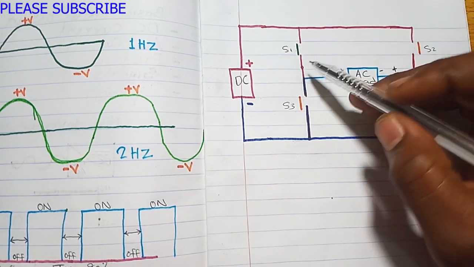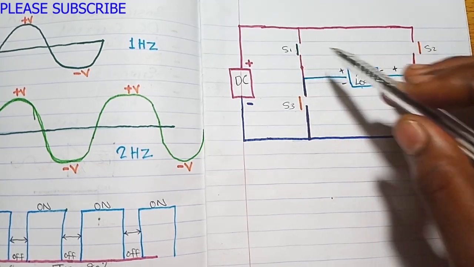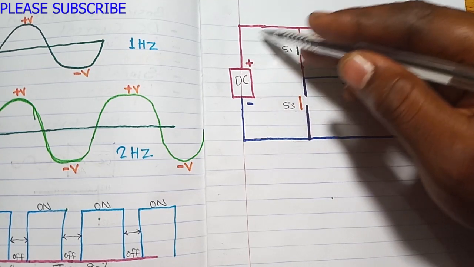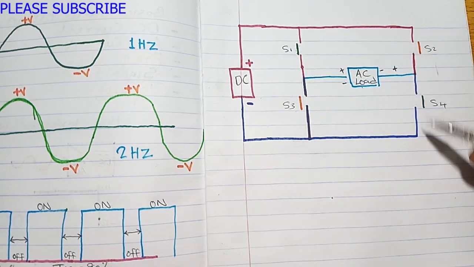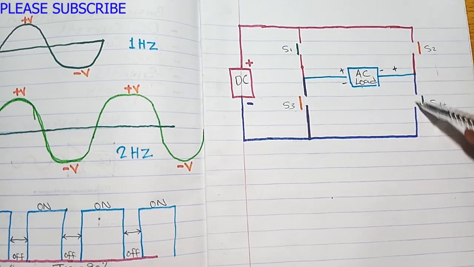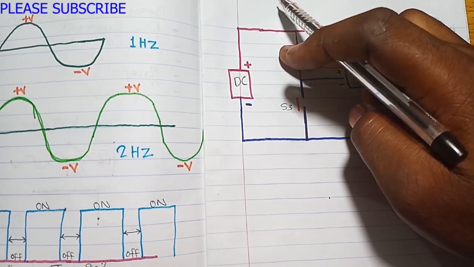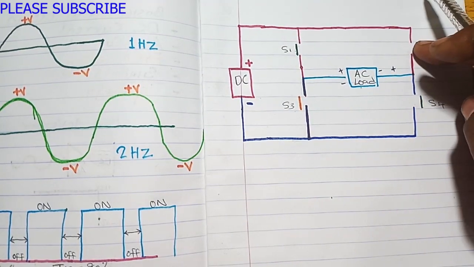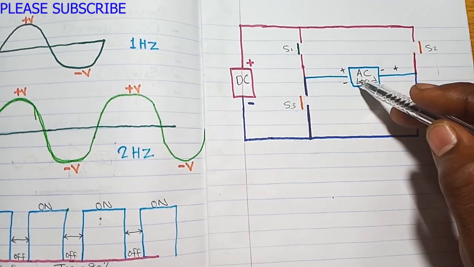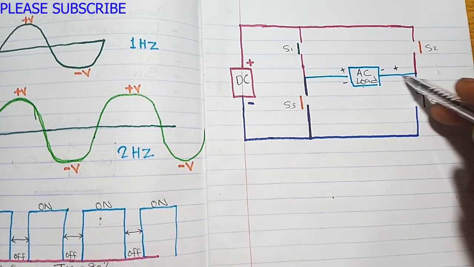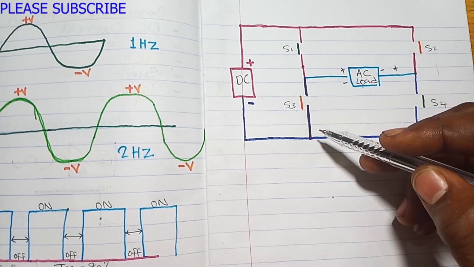So look at this now. If you press here and press here, the current will flow here back to the negative, half a cycle. Then once you release this one and press here and press here, once the polarity changes, the other half cycle will complete, which will be one full cycle, 1 Hz.